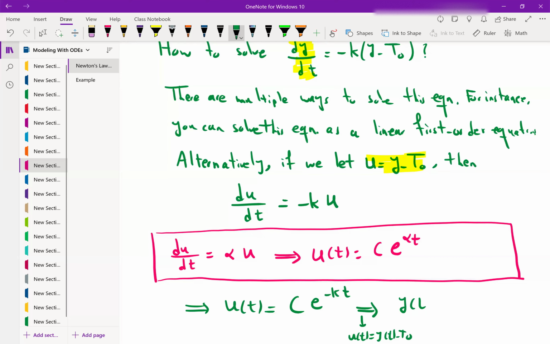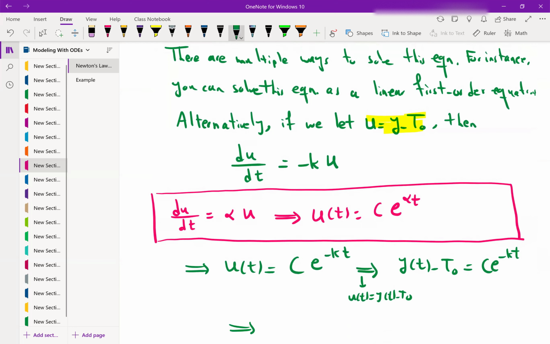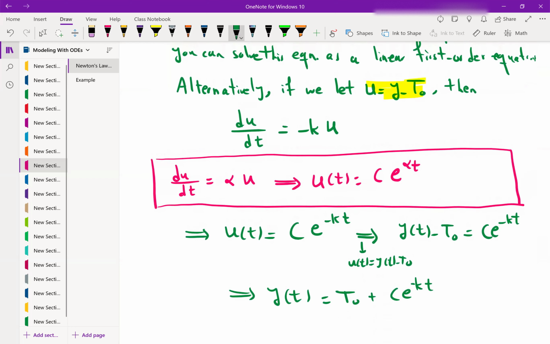Therefore, y of t minus T naught is equal to C e to the negative kt. And that tells me that y of t is equal to T naught plus C e to the negative kt. So this will be the general solution to the equation that we call Newton's law of cooling, right? T naught is the ambient temperature, the temperature of the room. At this stage, C is an arbitrary constant, and k is the cooling constant. It depends on the physical properties of the object.